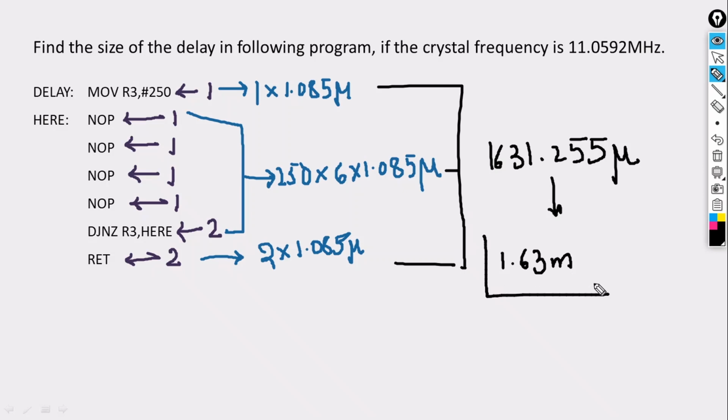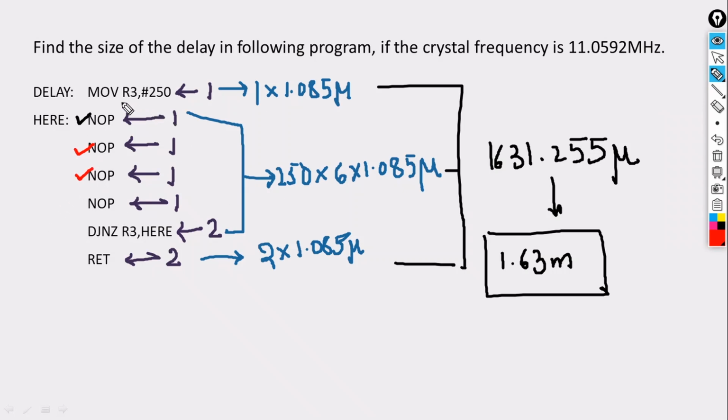So the total delay offered by this particular block is how much? It is going to be 1.63 milli. Okay, so if you want to increase delay, one thing we can do is use these NOPs, no operations. I can use these as many times as I want. If I want to increase delay, I need to increase the NOPs.